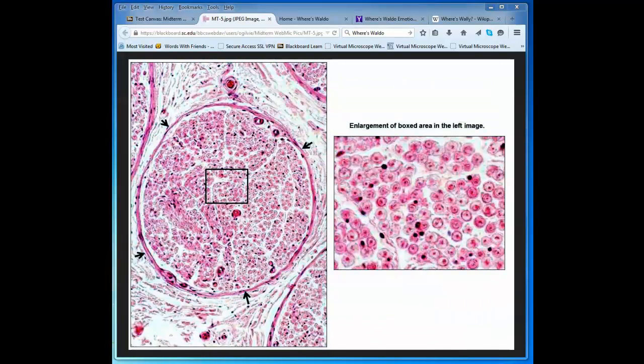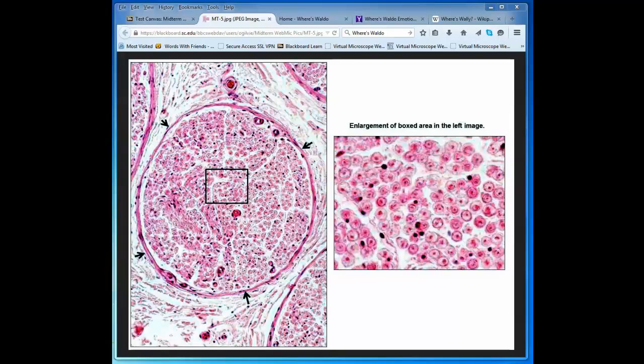This question presented a cross-section of a nerve fascicle where the arrows were pointing to the limit of the fascicle, which is enclosed and wrapped by perineurium. And within it we had a box, and on the right was an enlargement, and you can see these small rounded structures that have a dark dot in the center of them. This should remind you of nerve tissue, and these should remind you of nerve fibers.